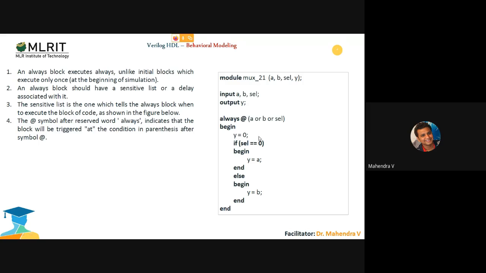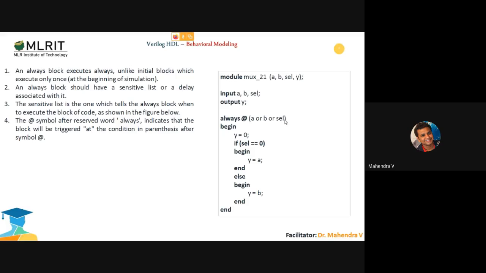So I hope you understood the need of the sensitivity list. Here "or" indicates logical OR operation: A or B or SEL. If any one changes its value, then immediately all these constructs are executed. If you put AND between A and B and SEL, only if all change their value will this be executed. Now here we can put the events or signals, that is A comma B comma SEL, or we can specify some logic also in the sensitivity list. This is the construct we use for always.